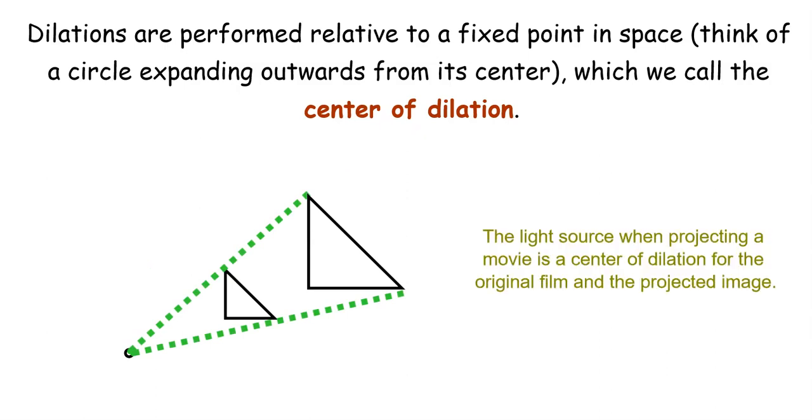that projects a movie onto a screen in a cinema or a movie theater or just on a screen that you have, that is the center of dilation for the original film and for the projected image. So go ahead, pause the video, copy down the terminology for a center of dilation, as well as the image that's down here on the left that has a center of dilation.